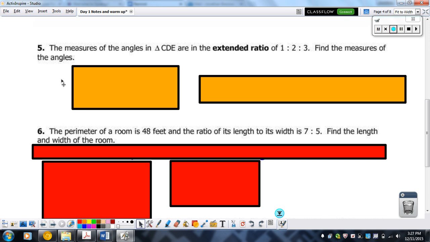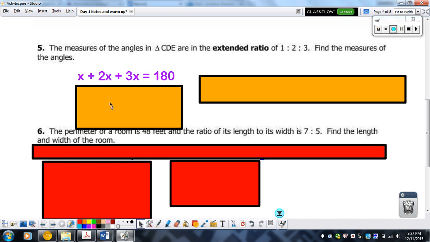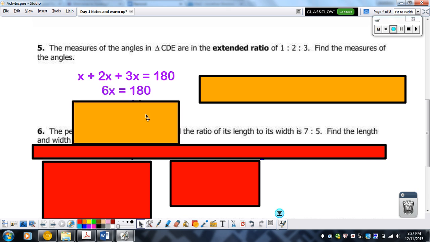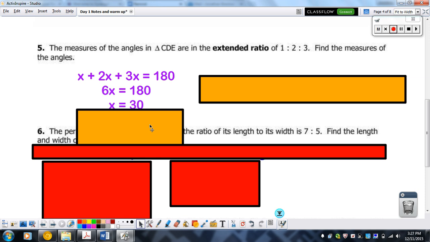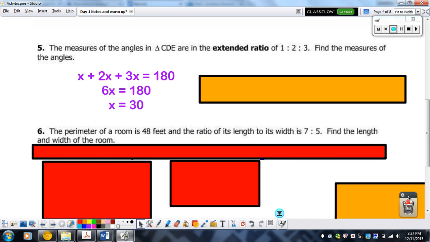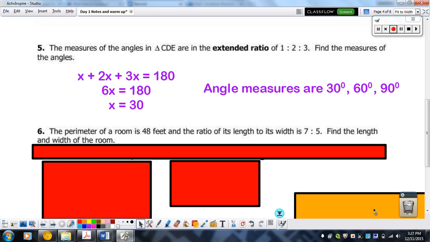And we know the angles in the triangle add up to, I'm hoping you all said 180. All right. So the way we would set this up, since it's 1 to 2 to 3, would be 1x plus 2x plus 3x equals 180. Combine those, we get 6x equals 180. And if we divide, we get x equals 30. Then what it tells us to do is find the measures of the angles, not what we reduced the ratio by. So if we then plug those into 1x, 2x, and 3x, we'll get angle measurements of 30 degrees, 60 degrees, and 90 degrees.